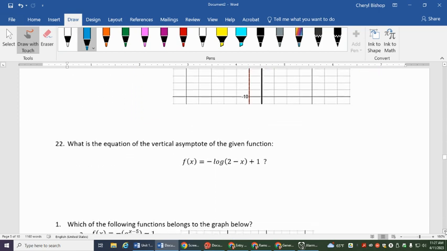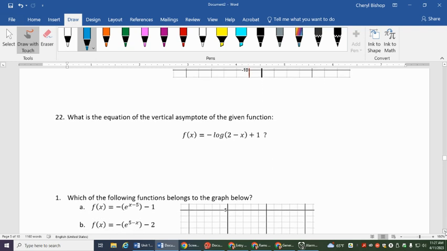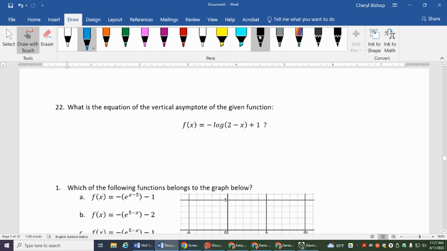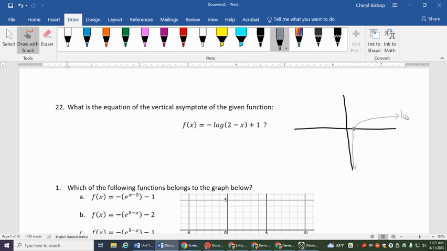What is the vertical asymptote for the given function? So let's talk about the parent function real quick. The parent function for a log has a vertical asymptote of x equals 0. This is my parent function, this is just log of x. Okay. What does the negative out in front do?